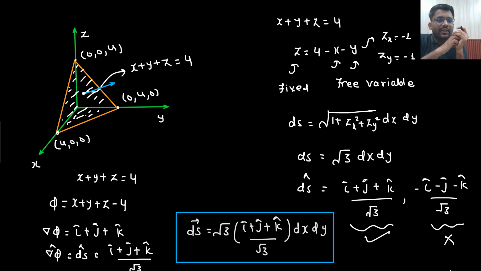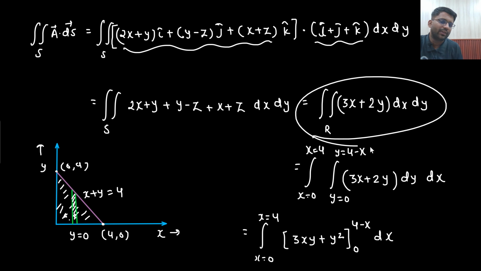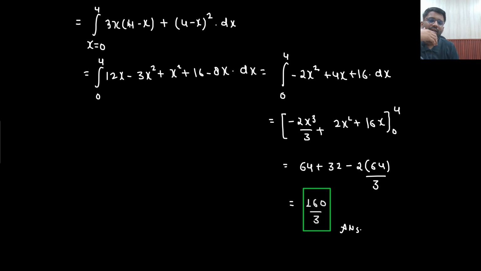Slanted surface, how will you write down the ds? So for ds, only the magnitude I will write down. So I need to see free variable and fixed variable, based on that I will be able to write it down. Then the direction I will be able to write down by the gradient. Once I write down the ds vector, after that it is integral calculus, which I already know how to solve. Job done. It is 160 by 3 is the answer.